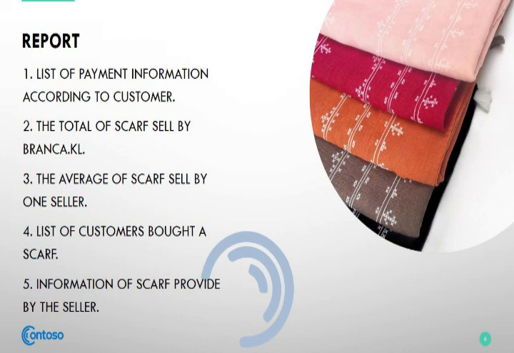Okay, I would like to talk about the report of the database. First is a list of payment information according to customer. Second, the total of scarves sold by Branca.Kl. Third is the average of scarves sold by one seller. Fourth is the list of customers who bought scarves. Fifth is the information of scarves provided by the seller.